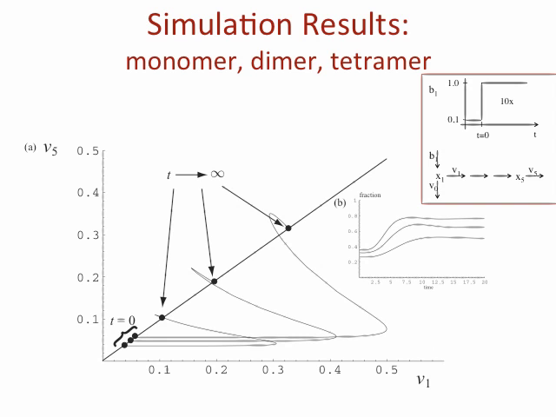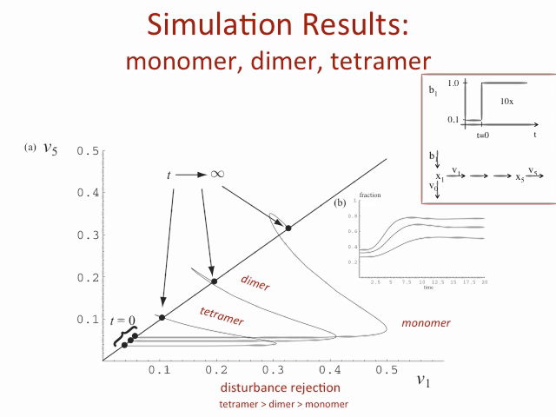This is the same phase plane as before, where I have V1, the flux into the network, plotted against V5, the flux out of the biosynthetic pathway. The response of the monomer is the same as I showed before. This is when I was considering only one site on the enzyme that can bind to an inhibitor. If it is a dimer, you see the response is better, and if I have a tetramer, it's better yet.